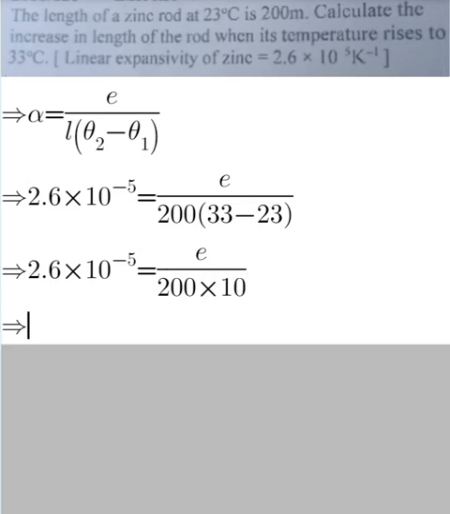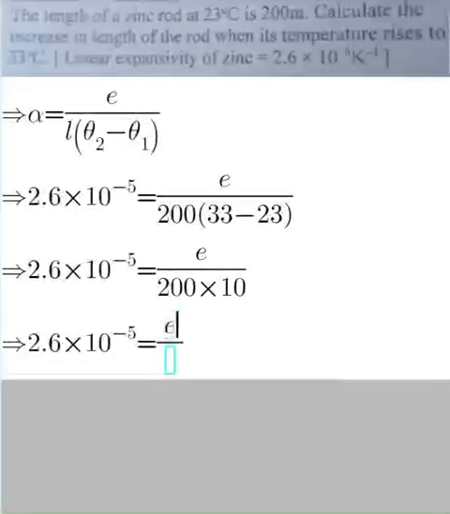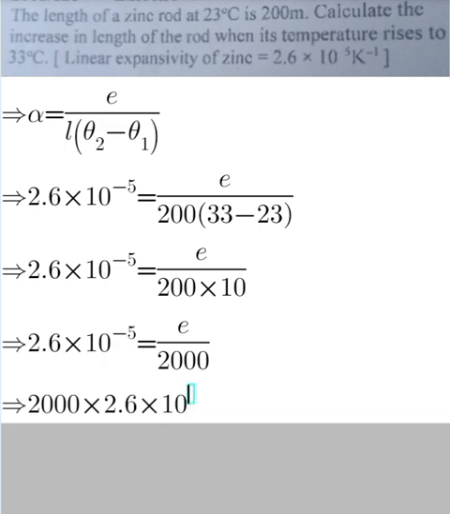So now next step, 2.6 times 10 to the power of negative 5 is equal to E divided by 200 times 10, which is 2000. So what we are going to do next is multiply both sides by 2000 to make the right hand side balance. So we have 2000 times 2.6 times 10 to the power of negative 5 equal to E.